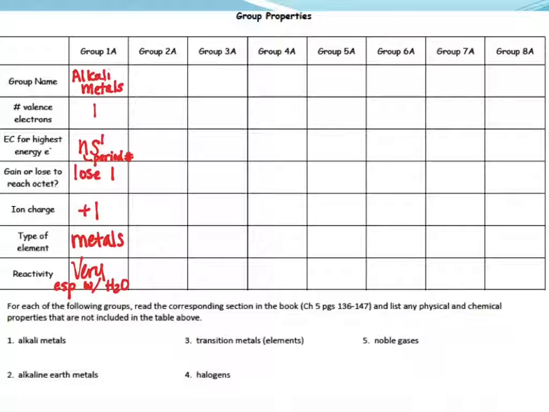All right. I have some additional information down here I want you to put. These are soft and silvery. Soft, I can take this piece of sodium metal and I can cut it with a butter knife. That's how soft it is. And they conduct electricity.